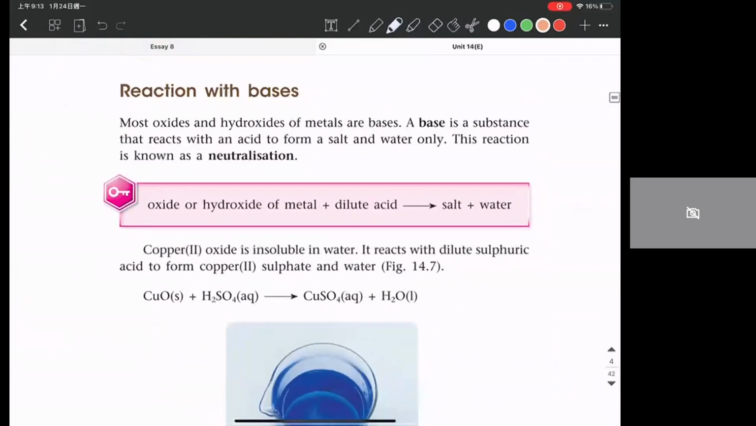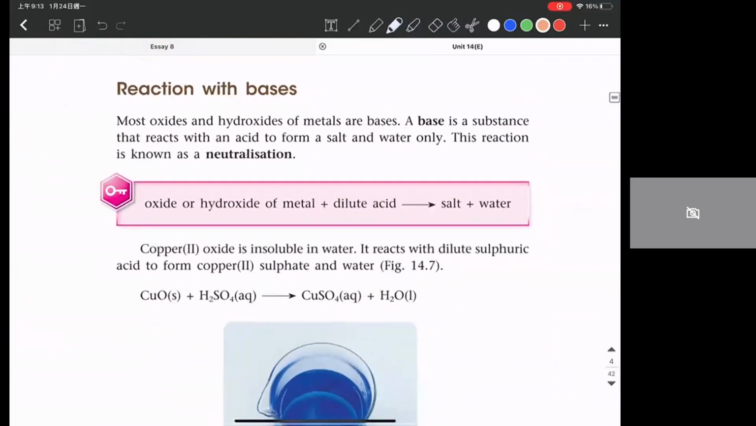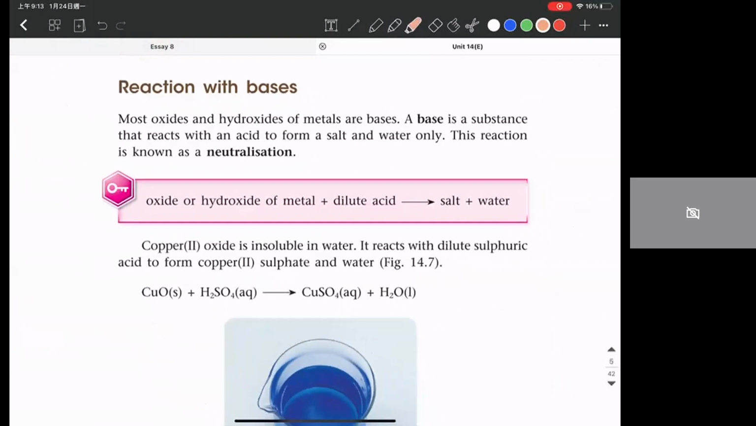Base, what makes a base actually? Mr. Chin just told us: substances which react with acid to form salt and water. So that is the definition. I would like to draw attention to it. Could you please highlight it? A base is a substance which reacts with acid to form salt and water only. And the reaction has salt and water as the products. And this, we will call neutralization. 中和作用.